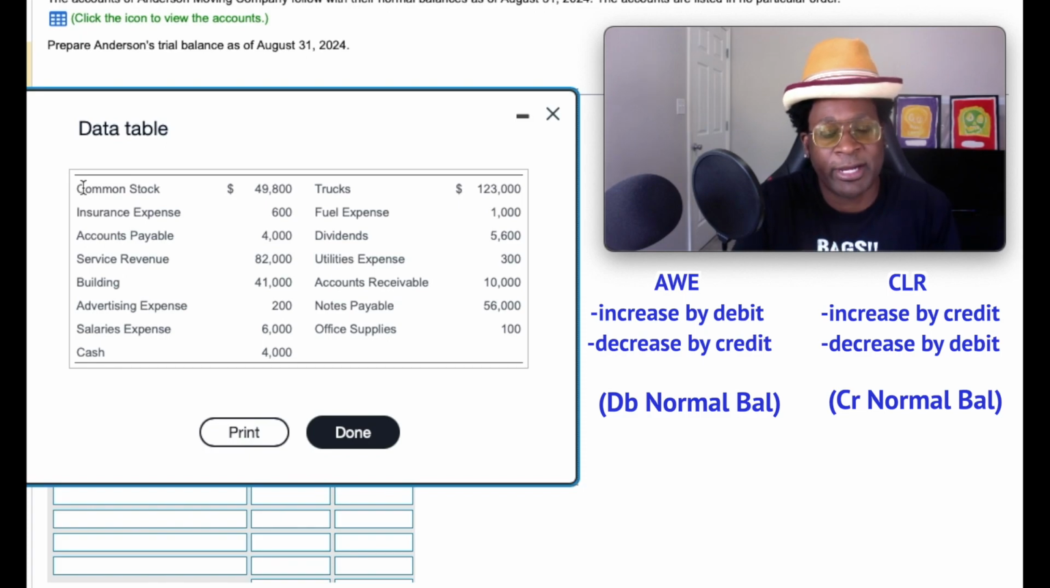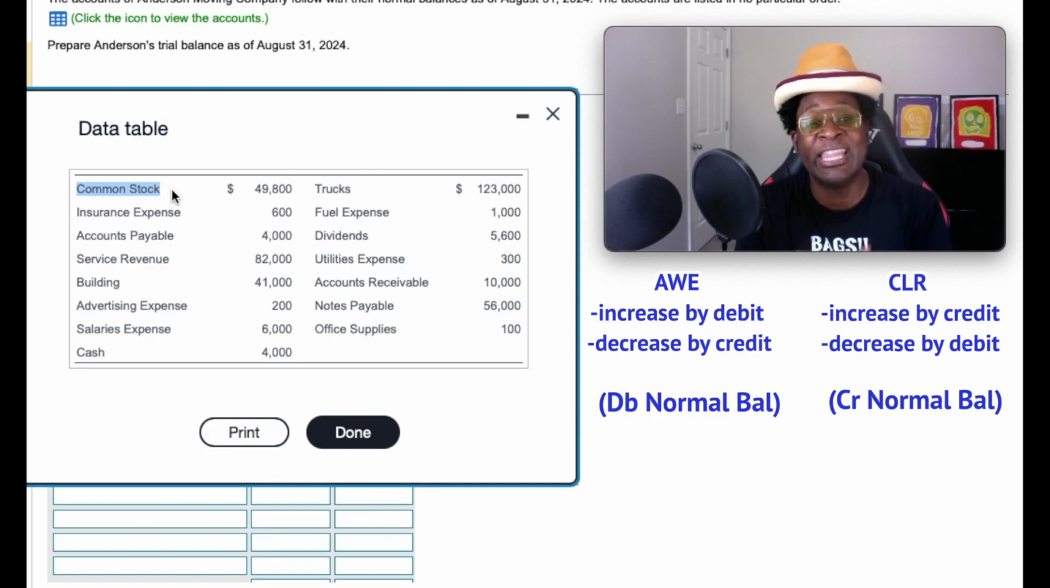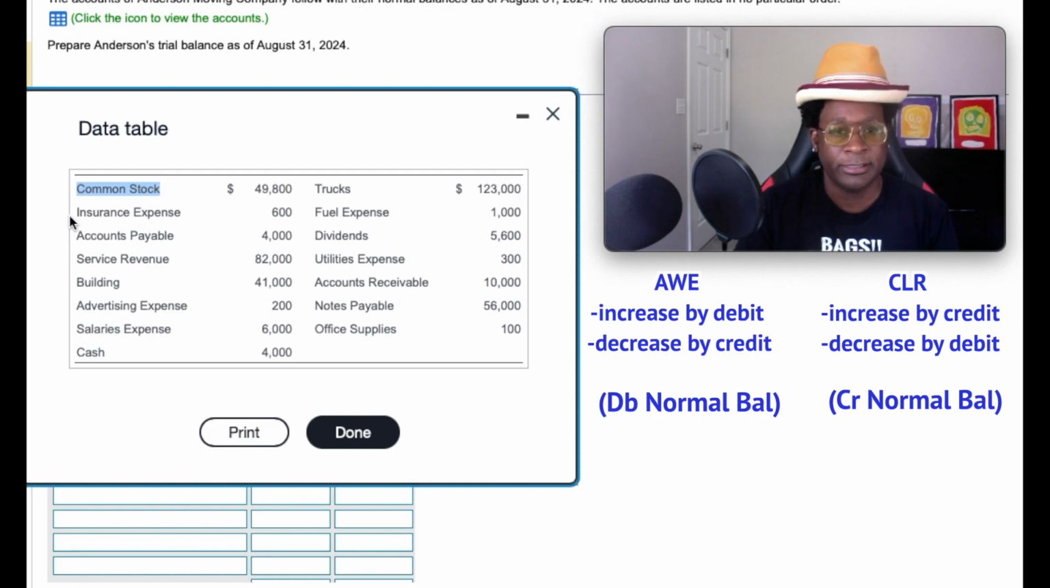So, let's rock and roll. Common stock. Common stock is a part of stockholders' equity. Since common stock is a part of stockholders' equity, it'll be in the Clear gang. And we know the normal balance for the Clear gang is on the credit side. Insurance expense. Obviously, it's an expense, and expenses are in the All gang, so the normal balance for this account would be on the debit side.